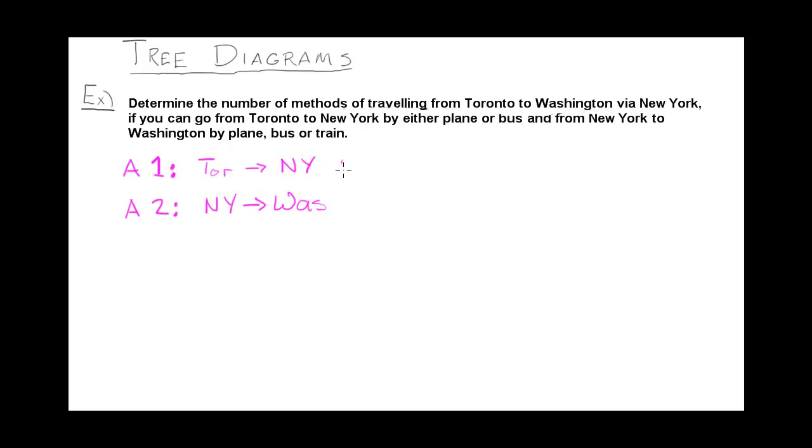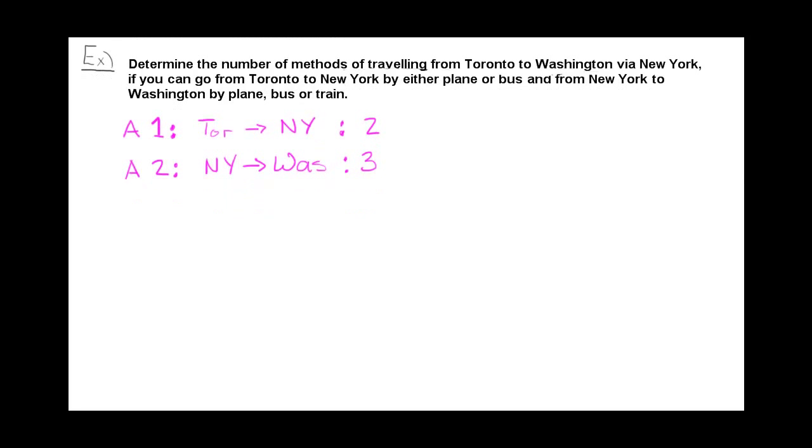So we know that there's two ways to do this action and three ways to do this action. But we want to know how many ways there are to do both actions together. So what we're going to do is a tree diagram. The first thing you do when doing a tree diagram is you look at action 1. So you list the possibilities, or the two methods you could use to do action 1.